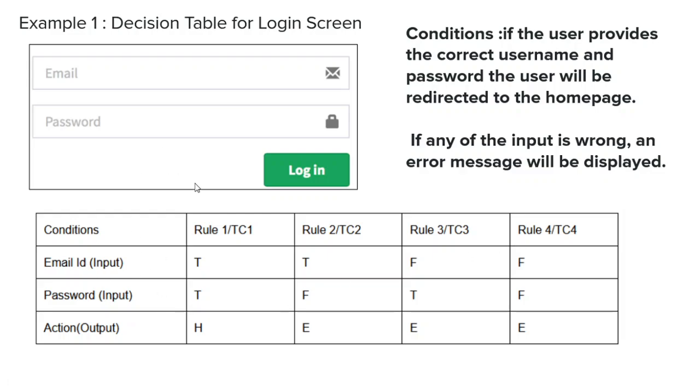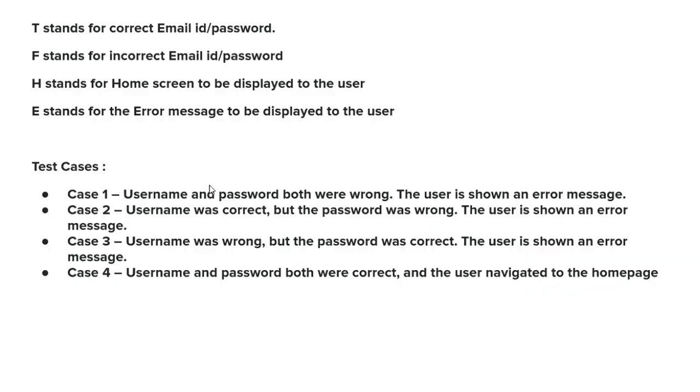What is the condition here? Correct email and correct password. For that, we will use true and false. T stands for correct email and password. F stands for false, that is an incorrect email ID or incorrect password. H stands for home screen, to display to the user. So this is basically an action. What is the action? The home page will be displayed to the user.